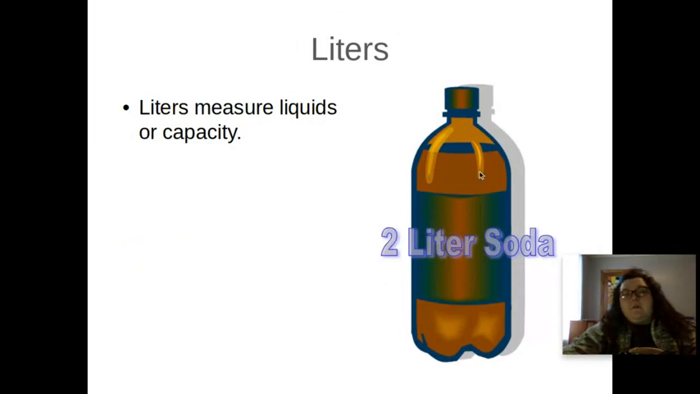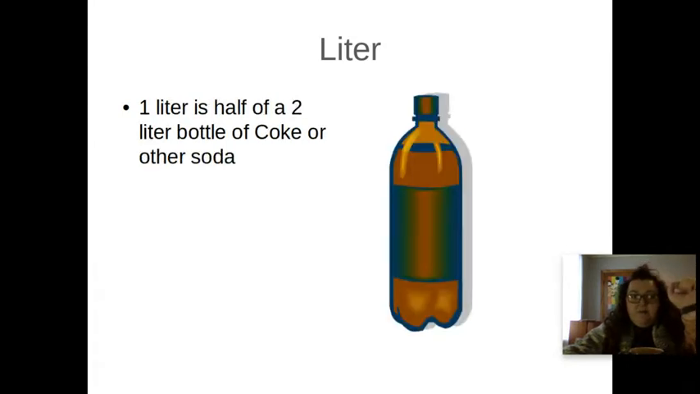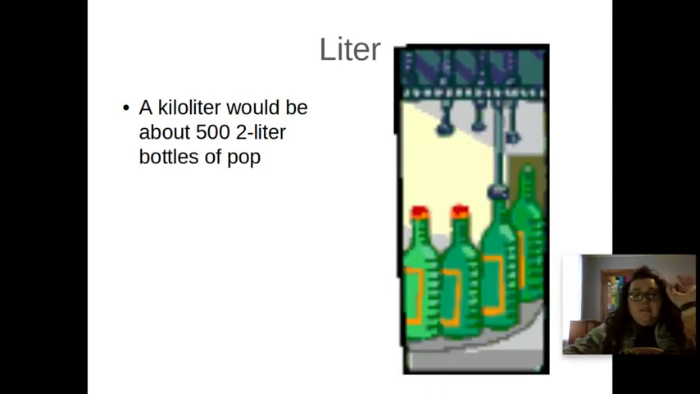So we've all seen the soda bottles. They're a 2-liter soda bottle. It measures liquids. A milliliter is about the amount of 1 drop. So if you have a little pipette or a little medicine dropper thing, it's just like 1 drop. A liter is half of a 2-liter, because if it's a 2-liter, there's 2 liters. A kiloliter, which we won't use a lot or ever, is like 500 2-liter bottles. So it's going to be 1,000 liters.